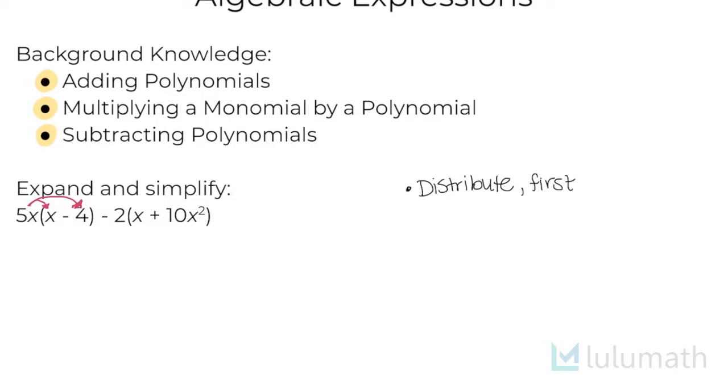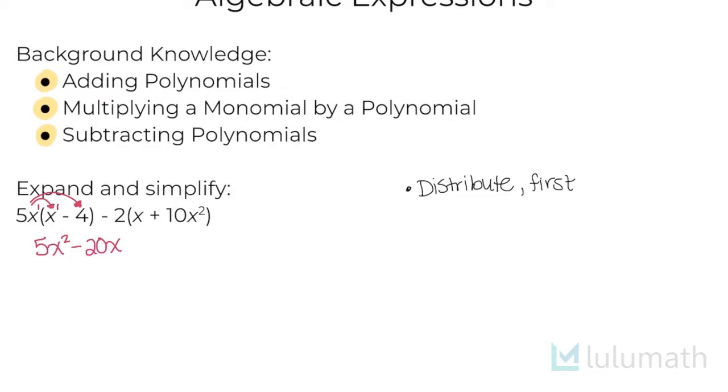And I stop distributing at this point because my bracket is closed and it's telling me that I'm done multiplying 5x through. So when I multiply 5x by x, x to the power of 1 multiplied by x to the power of 1 is x to the power of 2. So this becomes 5x squared. And then when I distribute the 5x through to this -4, 5x times -4 is -20x.